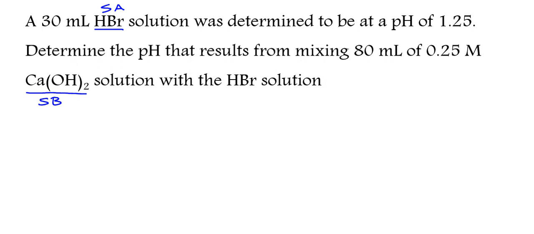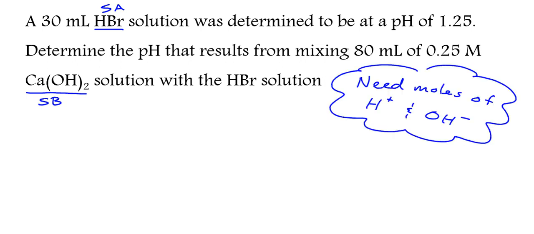So what we need are moles, specifically of H plus and OH minus. So we can then see what we're in excess. Do we have more H plus or more OH minus? Because if we have more of one or the other, then we are going to be able to determine if we're in an acidic or a basic solution. So let's attack one at a time.